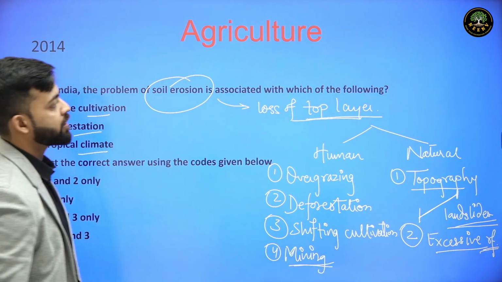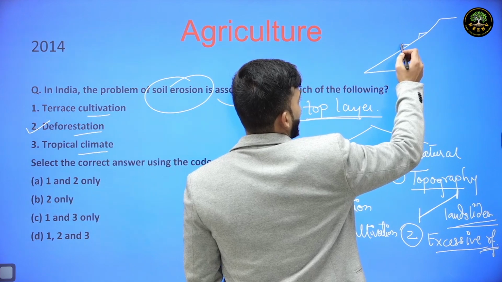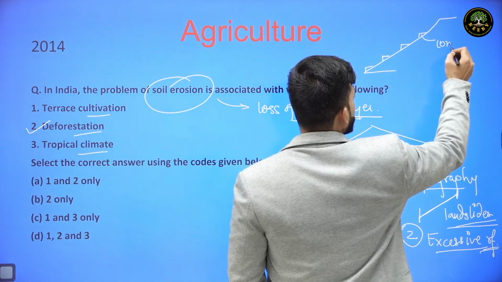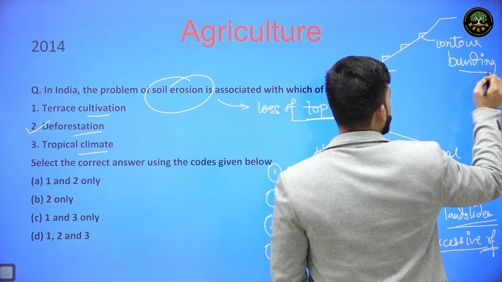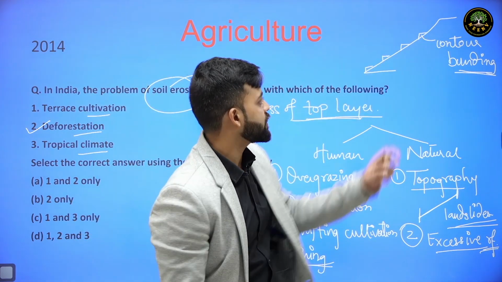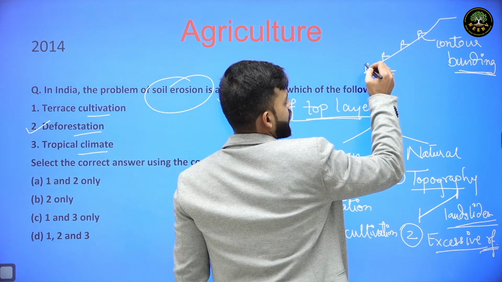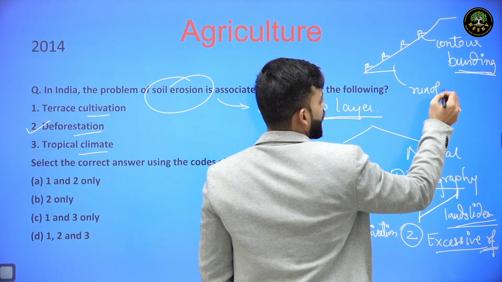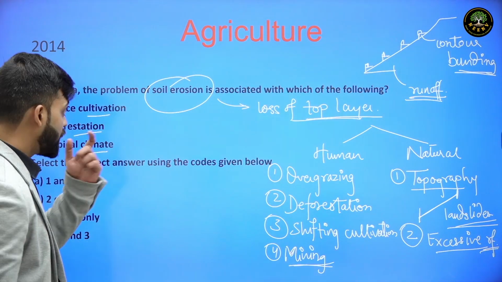As far as terrace cultivation is concerned, terrace cultivation is basically done in hilly areas, and to avoid soil erosion, what we do in terrace cultivation is contour bunding. That is, the terraces of the soil or the steps which we have made, we protect these steps with the help of rocks or soil layer. So this helps in protecting from excessive runoff of water. So terrace cultivation is not the reason for soil erosion.